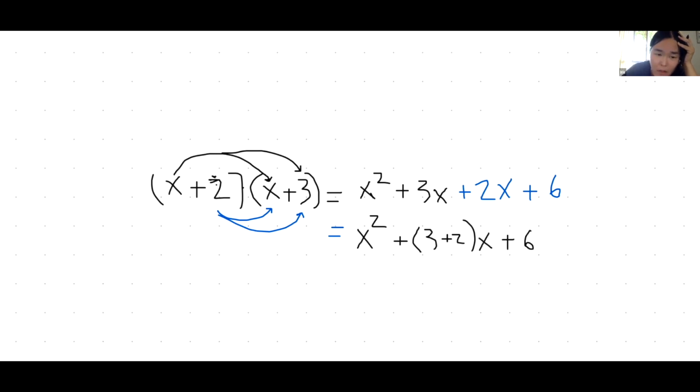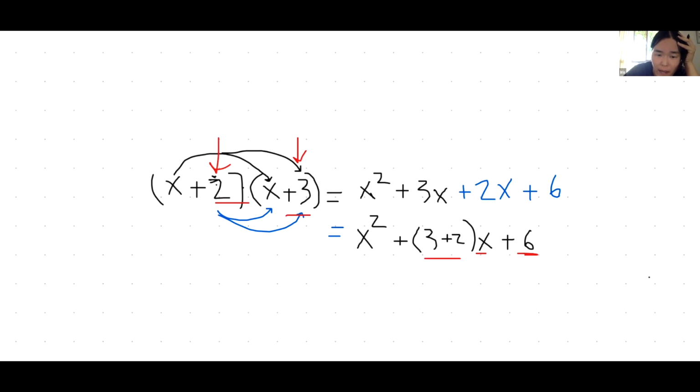This is what happens. When I expand a product like this, you're going to notice these numbers here multiply and become this one here. And the term that multiplies x is actually their sum. Why is this special? Because this is useful when we are going the other way around.